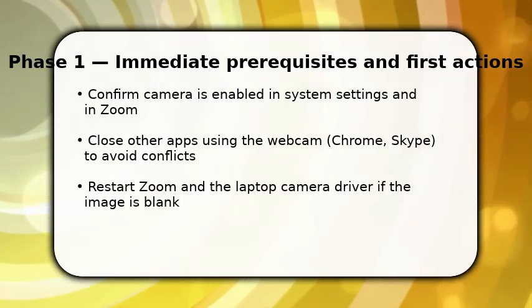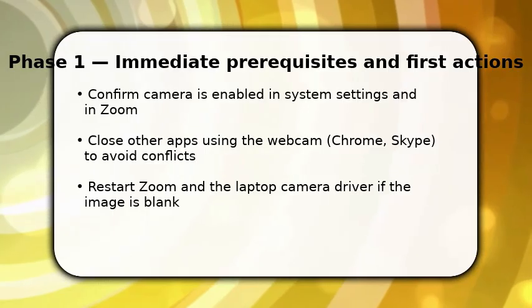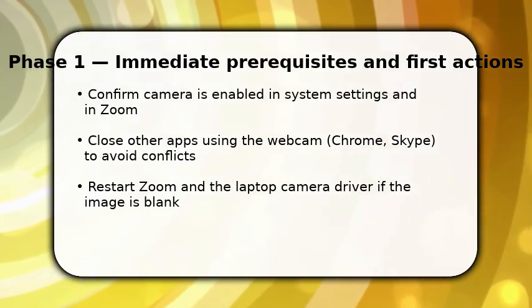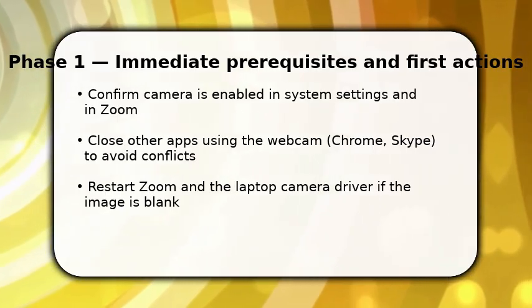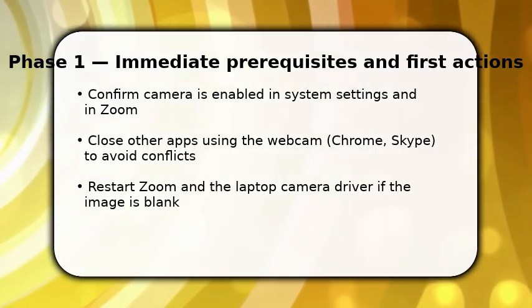You start by confirming the camera is active. Open your laptop camera app so you know the hardware works. Then, in Zoom, go to Settings, Video, and select the correct camera. This ensures Zoom addresses the right device.